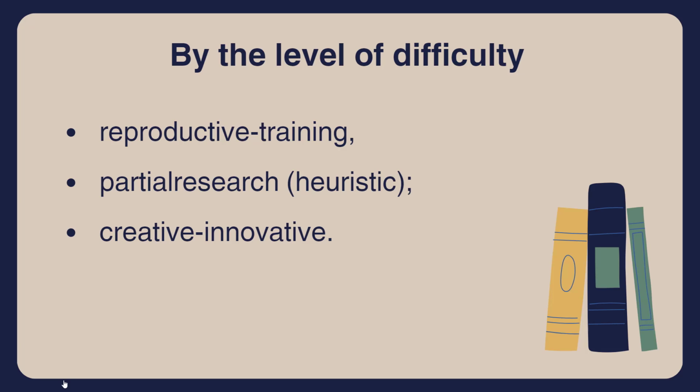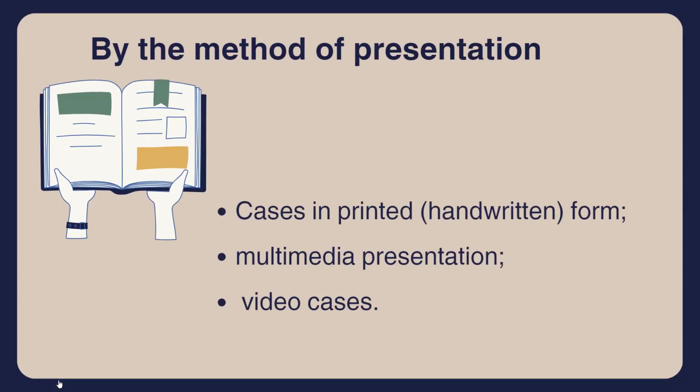Information in partial search, heuristic cases is not exhaustive. Such cases require additional analysis and modification of standard models of pedagogical activity. They may contain some absolutely unnecessary facts for finding a solution, information that distracts attention from the key point. The choice of the case type by the level of complexity depends on the purpose of its use and the level of preparation of the students. For example, it is advisable to use reproductive training cases in lectures on methodical disciplines to create a problem situation.